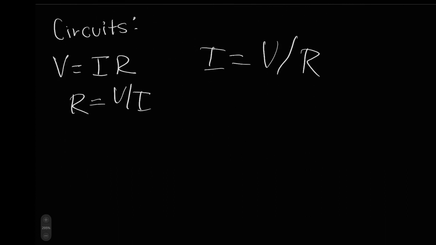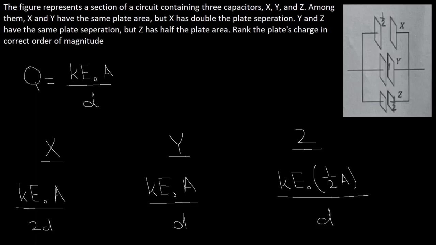I'll move on to some practice problems. Now, this first question is a multiple choice question. The figure represents a section of a circuit containing three capacitors, X, Y, and Z. Among them, X and Y have the same plate area, but X has double the plate separation. Y and Z have the same plate separation, but Z has half the plate area. Rank the plates' charges in the correct order of magnitude.